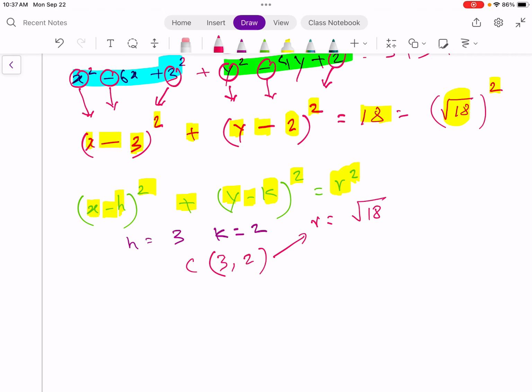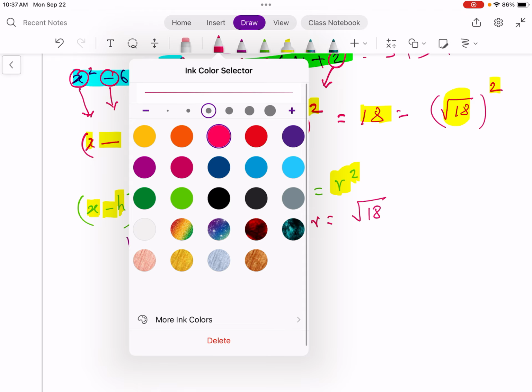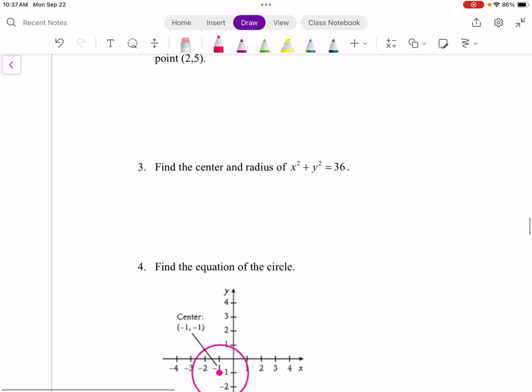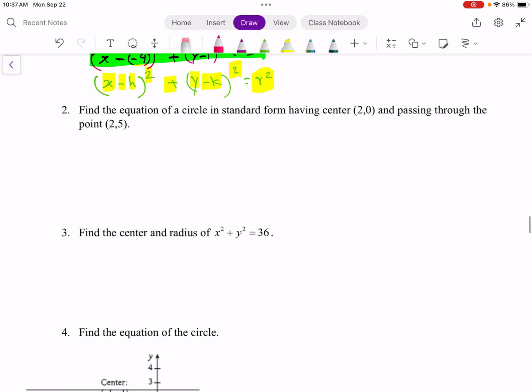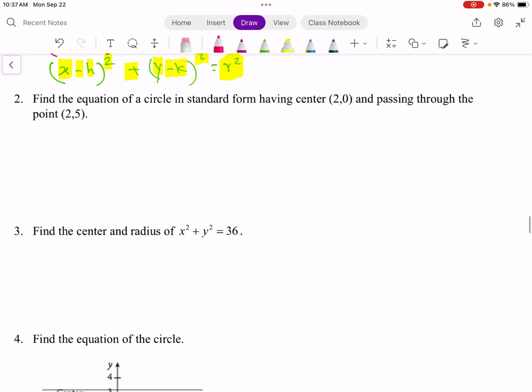Next, we do have more examples here. Okay, so we have like 5 more examples, so let's go ahead and do those examples. The next example here, number 2, we have to find the equation of the circle in standard form, having center (2, 0) and passing through the point (2, 5).